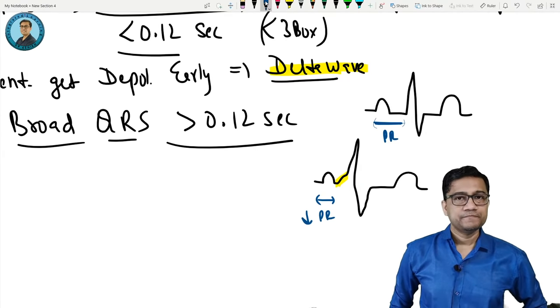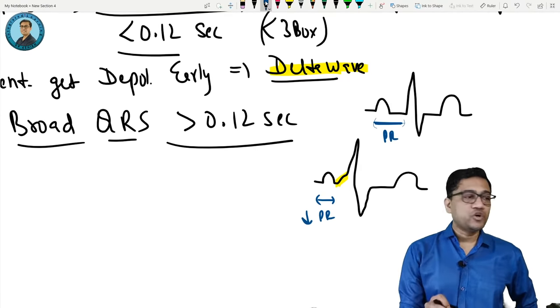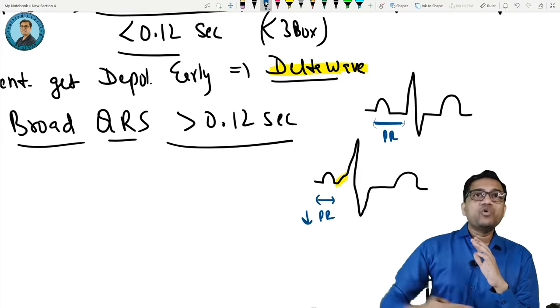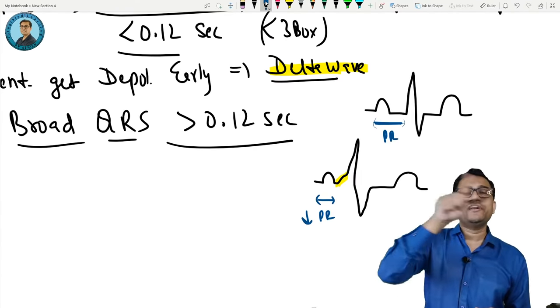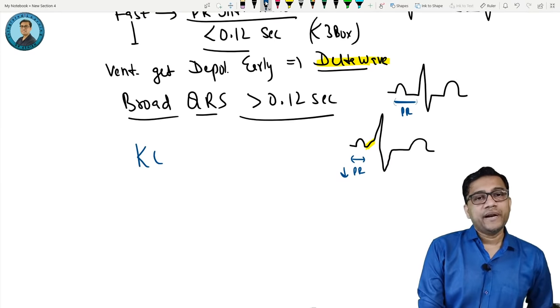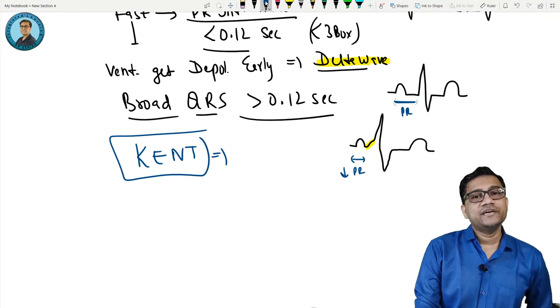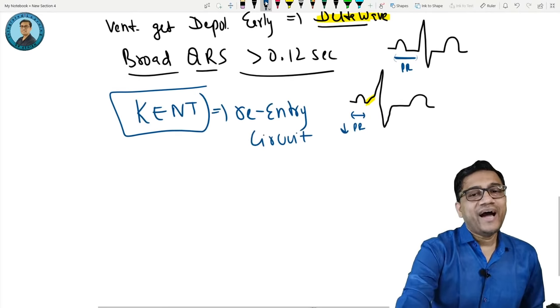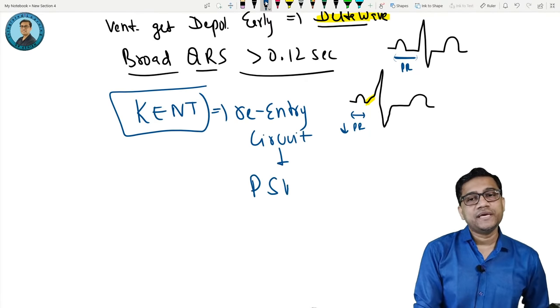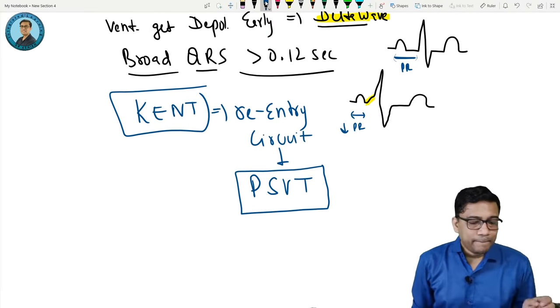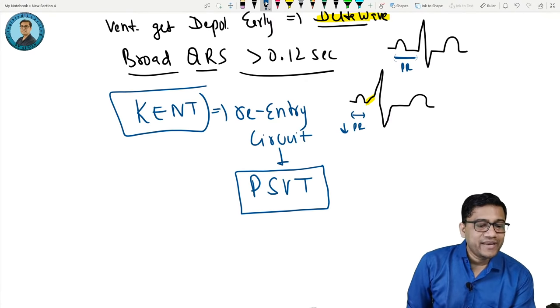So what is the treatment of choice? Obviously you have to remove the abnormal pathway. Why? This abnormal pathway can make the current go back to the nodal tissue and can create re-entry. I'll give an example. Have you copied this? Now understand. Problem: the bundle of Kent can create a re-entry circuit, and that can cause something very risky, PSVT. So the very dangerous condition that we can get is PSVT.